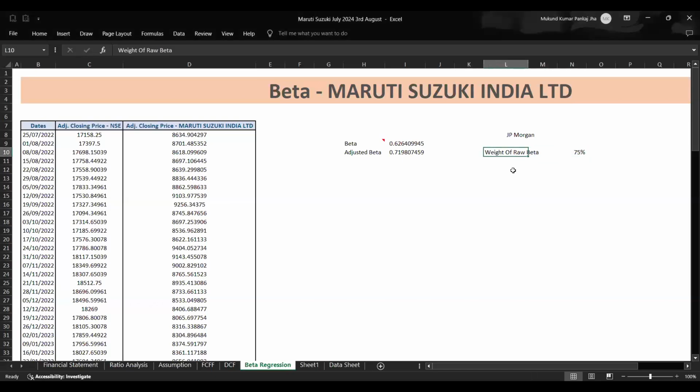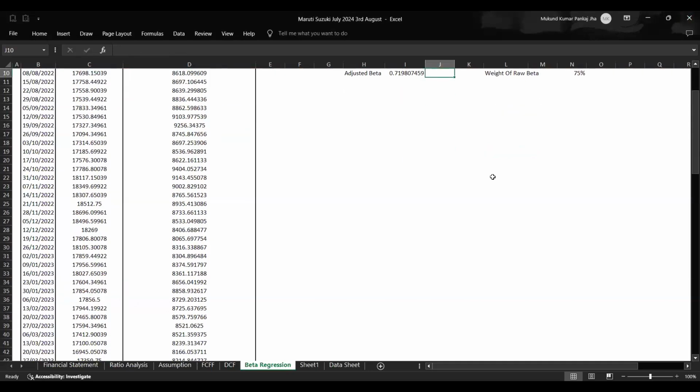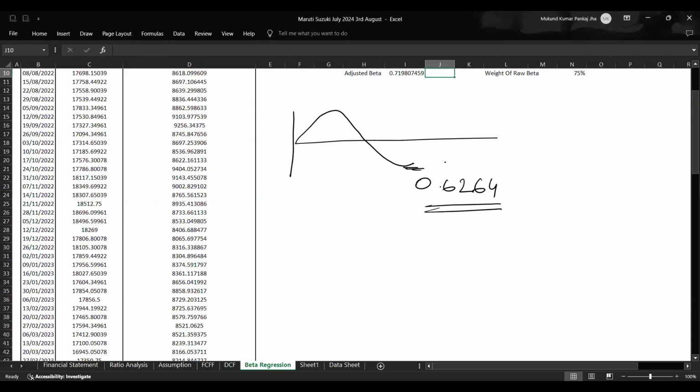Okay. So what I was saying is, in the long run, when we trace the trajectory of beta, beta regresses towards 1, beta moves towards 1. So now the beta is 0.6264. But as we move forward, beta will move towards 1. So we have to adjust this beta so that it moves towards 1.